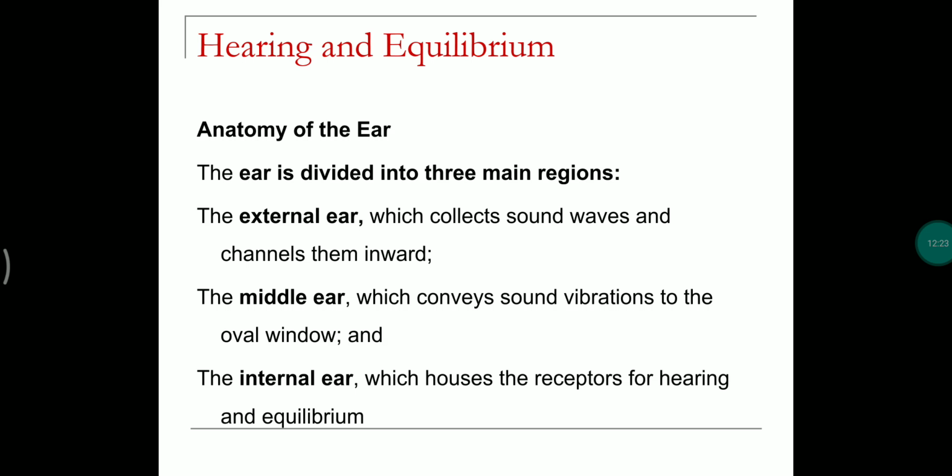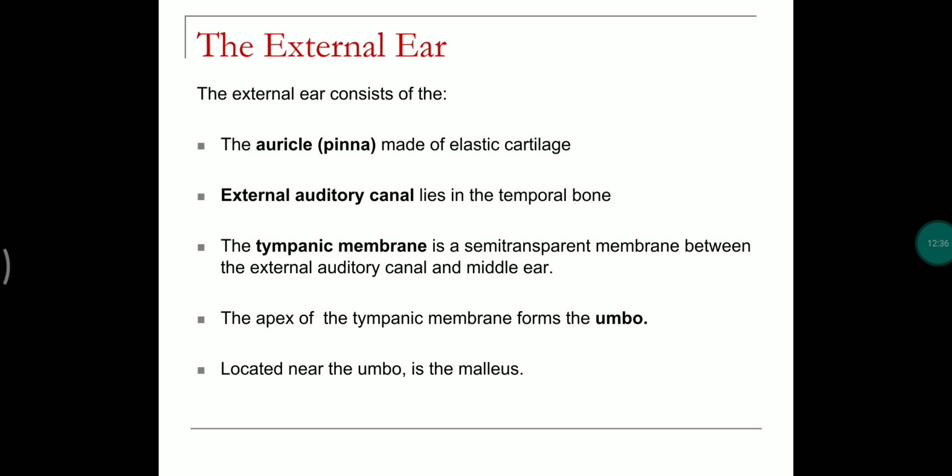Coming to hearing or equilibrium. Anatomy of the ear: the ear consists of three parts: external ear, middle ear, and internal ear. The external ear helps in the collection of sound waves, whereas the middle ear conducts the sound waves to the internal ear, and the internal ear initiates the hearing impulses.